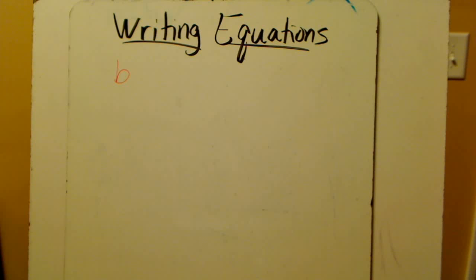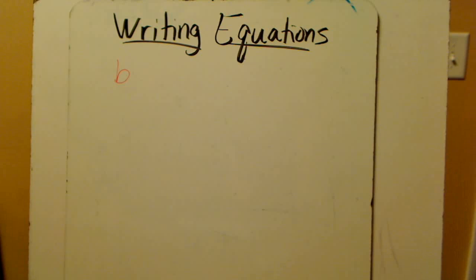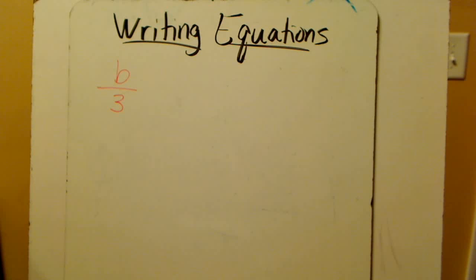Normally you would write divided by as the division symbol, but in algebra we no longer use a division symbol. We're going to use a fraction bar. So you say a number b divided by 3 is equal to 6 less than c. So that means you have c and 6 is less than that.